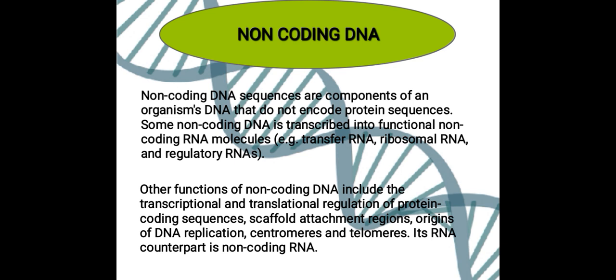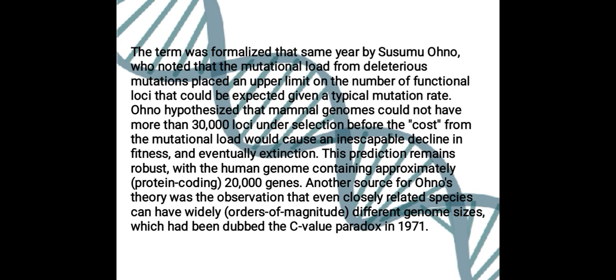According to Ryan Gregory, the nature of junk DNA was first discussed explicitly in 1972 by a genomic biologist, David Cummings, who applied the term to all non-coding DNA. The term was formalized that same year by Susumu Ohno, who noted that the mutational load from deleterious mutations placed an upper limit on the number of functional loci that could be expected given a typical mutation rate.